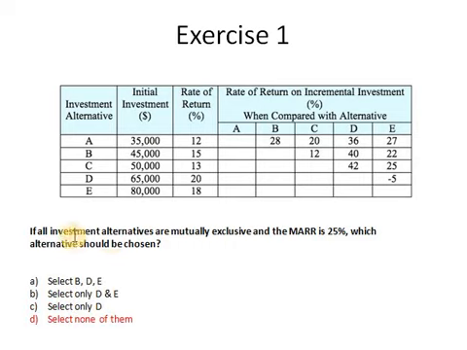Now, what if I tell you that these are still mutually exclusive alternatives, but the MAR is 25%? Which alternative should be chosen? We agree that the very first step is always to compare the IRR of the alternatives to the MAR. It's 25%, so this one is less than 25. This one and this one and this one, all of them have their rate of return less than the MAR. So I will not choose any. Right away, all of these values will be excluded from the beginning. There's no need to go to this part of the table and do an incremental analysis because I'm gonna select none of them.